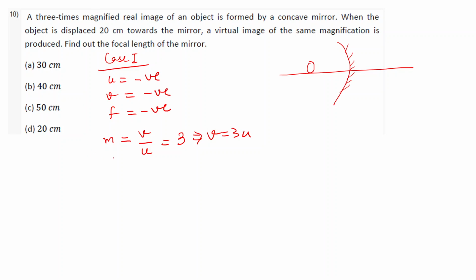From this we can try to find our focal length. So what will happen to our mirror formula is, after considering sign convention, because all 3 values are negative here, we will again get this. Now just substituting this.